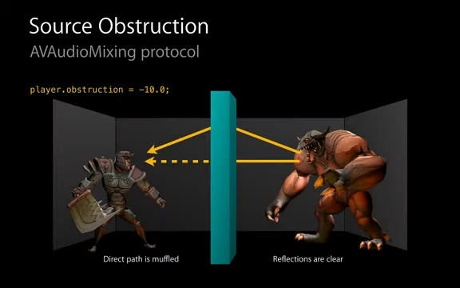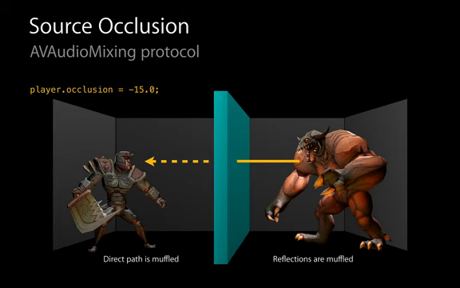The next 2 properties, obstruction and occlusion, deal with the filtering of sound if there are obstacles between the source and listener. So in this case, I have the source, that's the monster, and the listener, that's the handsome prince, and there's a column between the source and the listener. So the direct path of sound is muffled, whereas the reflected paths across the walls are clear, and this is modeled by obstruction. On the other hand, if the source and the listener are in different spaces, so right now there's a wall between the source and the listener, both the direct path of sound and the reflected paths of sound are muffled.